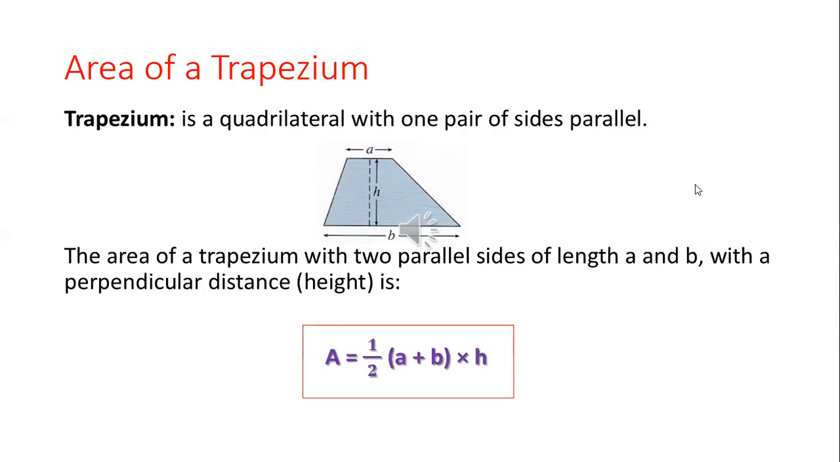Okay, Abdullah, area of a trapezium. The area of a trapezium equals 1 over 2 times A plus B, times the height. Height is H. Where A and B, what are they? B is the base.